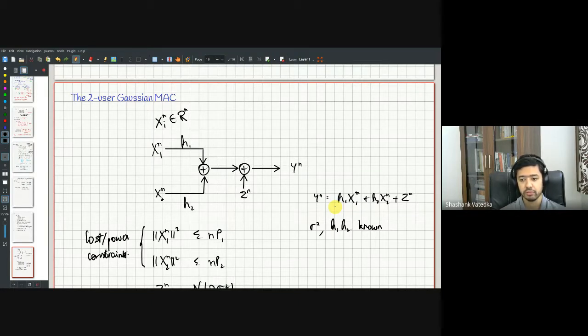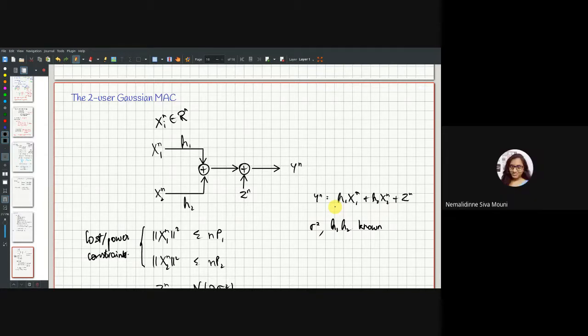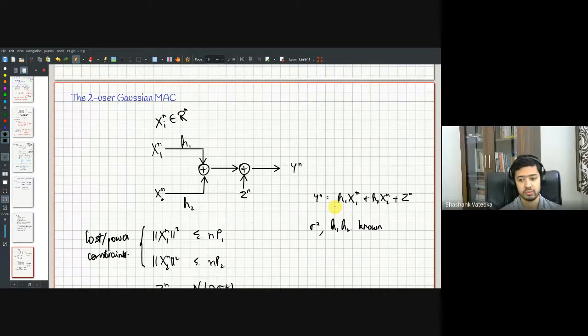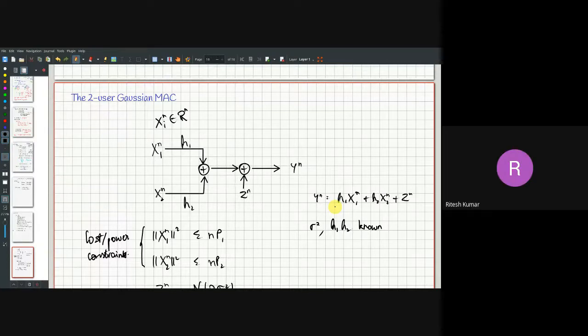So x1 is Gaussian with mean 0 and variance P1. x2 is Gaussian with mean 0 and variance P2. So y is going to be Gaussian, but what is going to be the variance? P1 plus P2 plus sigma square, right, sir? Wouldn't it be? No. The channel is h1 x1 plus h2 coefficient x2.